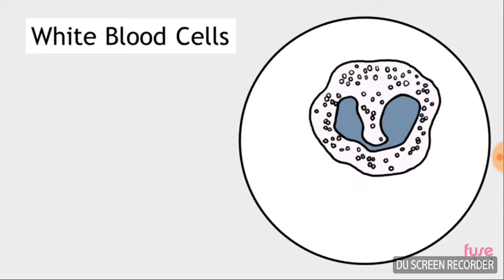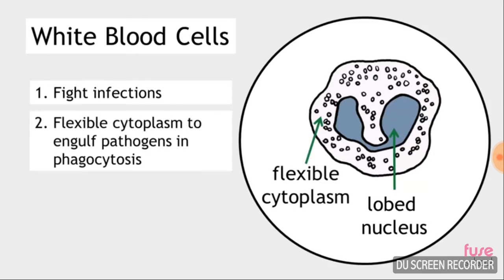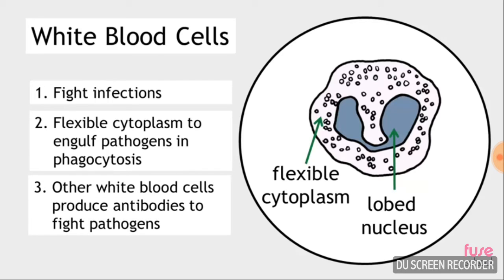Finally, white blood cells enable us to fight infections. They can be identified by the characteristic lobed nucleus. White blood cells have a flexible cytoplasm so that they can engulf pathogens in a process called phagocytosis. Some other white blood cells are specialised to produce antibodies, and it's these antibodies that fight pathogens.